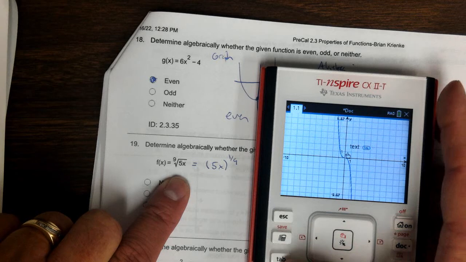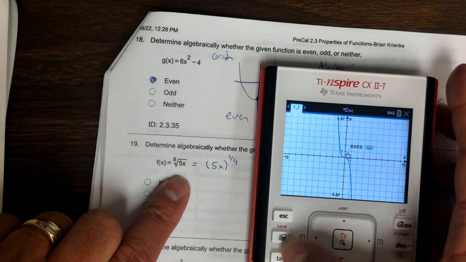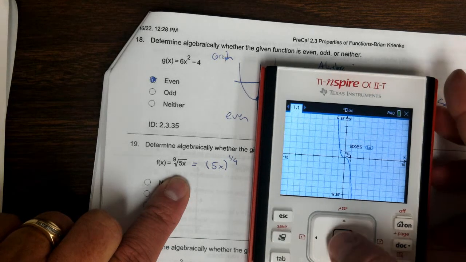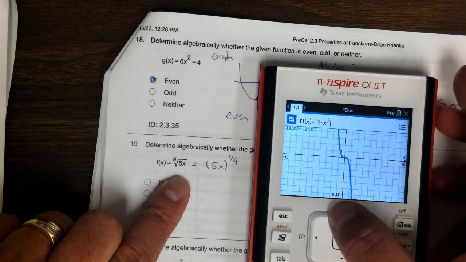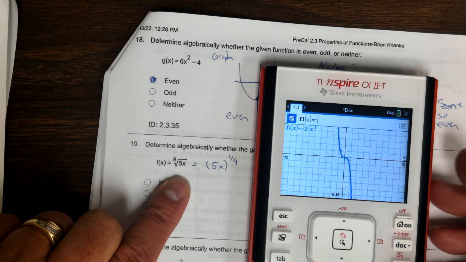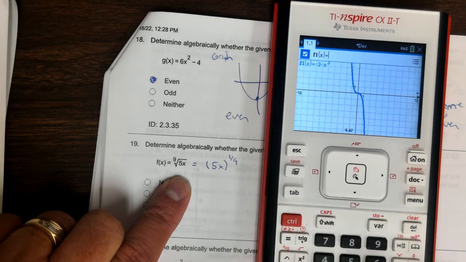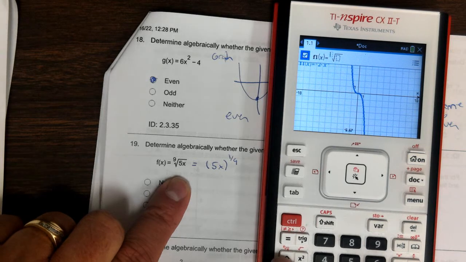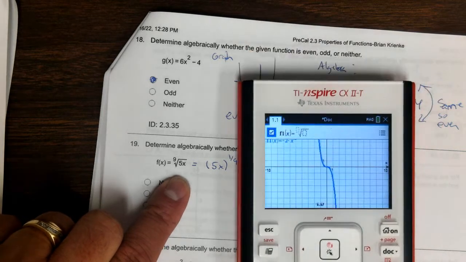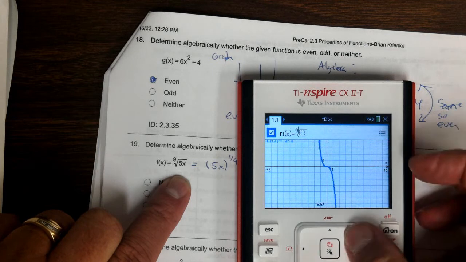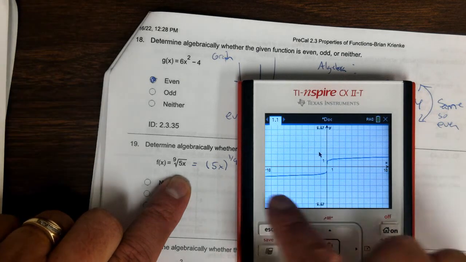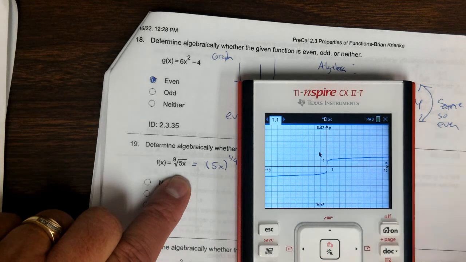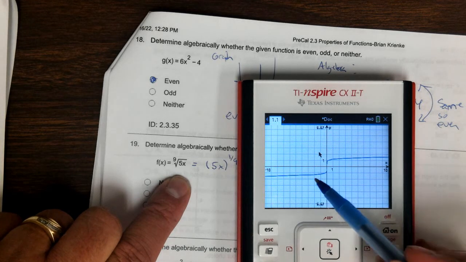Pressing escape, then tab. Okay, fine. It wanted me to pick a graph first. So this one we do the control up arrow because that's the end of the x, and then we want the 9th root of 5x. Okay, that looks like that. And so really quickly from the graph you can see it's odd.